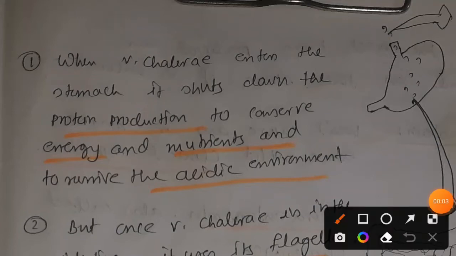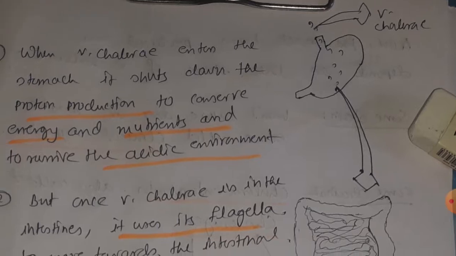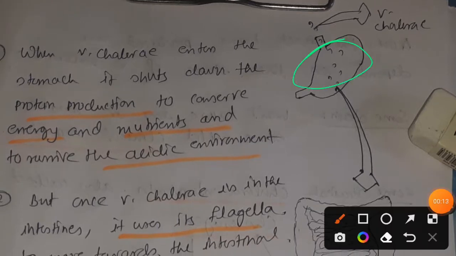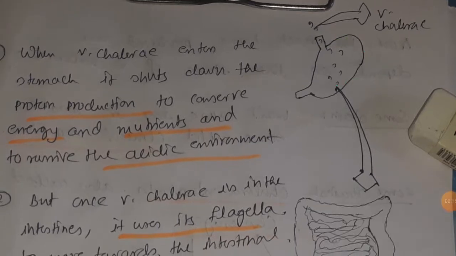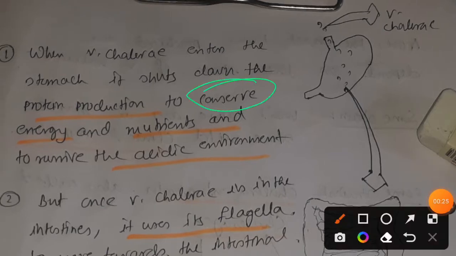In this video, we are going to talk about the mode of action of Vibrio cholerae. First, Vibrio cholerae will enter the stomach, and in the stomach those comma-shaped bacteria shut down protein production and conserve energy and nutrients. That means they conserve the energy and nutrients to survive in the acidic environment.